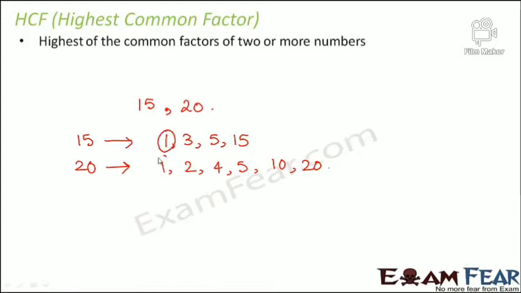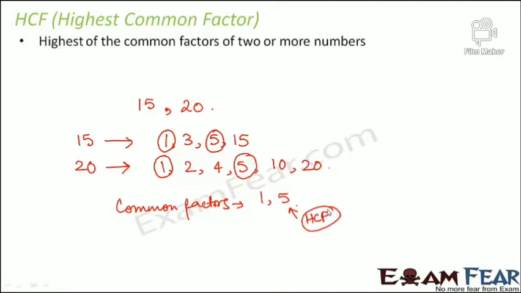Now let us mark the common ones. 1 is a common factor to both of them. 5 is also a common factor to both of them. So what are the common factors? If we talk only about the common factors, they are 1 and 5. So which is the highest common factor? That is 5. So 5 is the HCF of 15 and 20. So let us take another example.